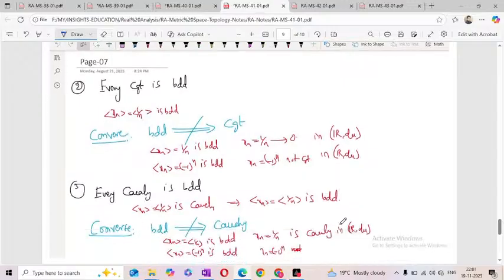Okay, so we know that a convergent sequence is always bounded, but what about the converse? A bounded sequence need not be convergent. We have already seen this in real analysis. Every convergent sequence must be bounded, but every bounded sequence need not be convergent; for example, xn equal to minus 1 power n is oscillating, not convergent. Next, Cauchy sequence: every Cauchy sequence must be bounded, but every bounded sequence need not be a Cauchy sequence. This is also okay, we have already seen it.